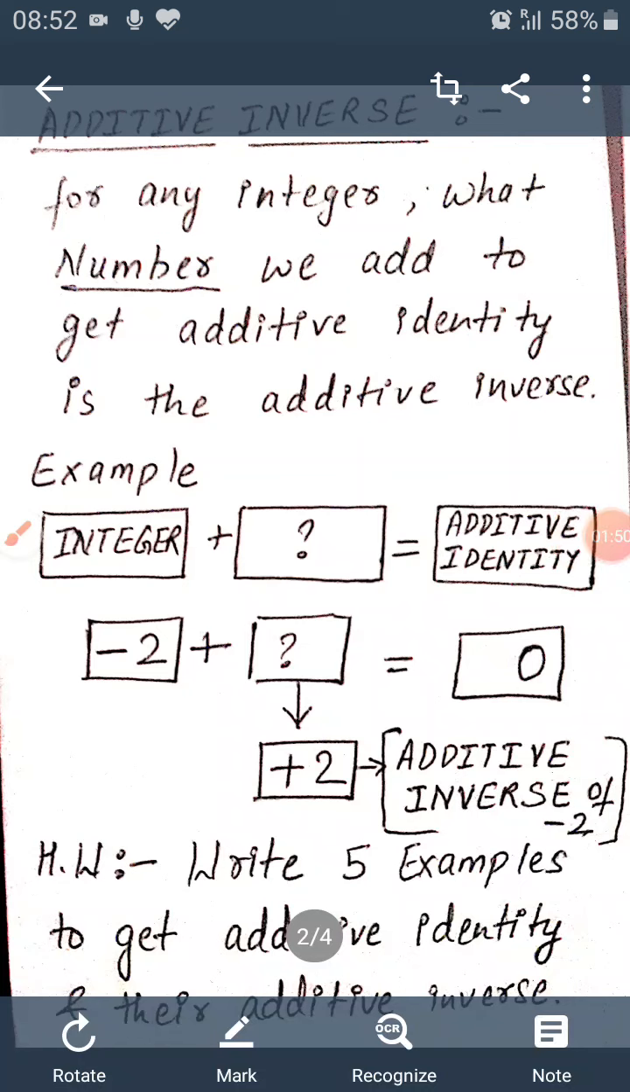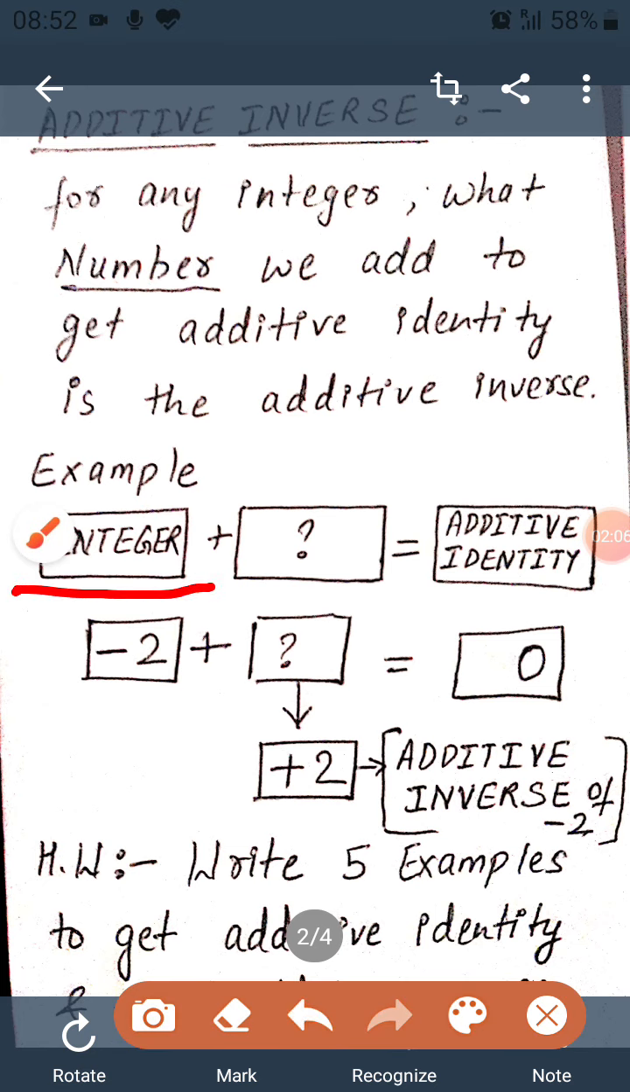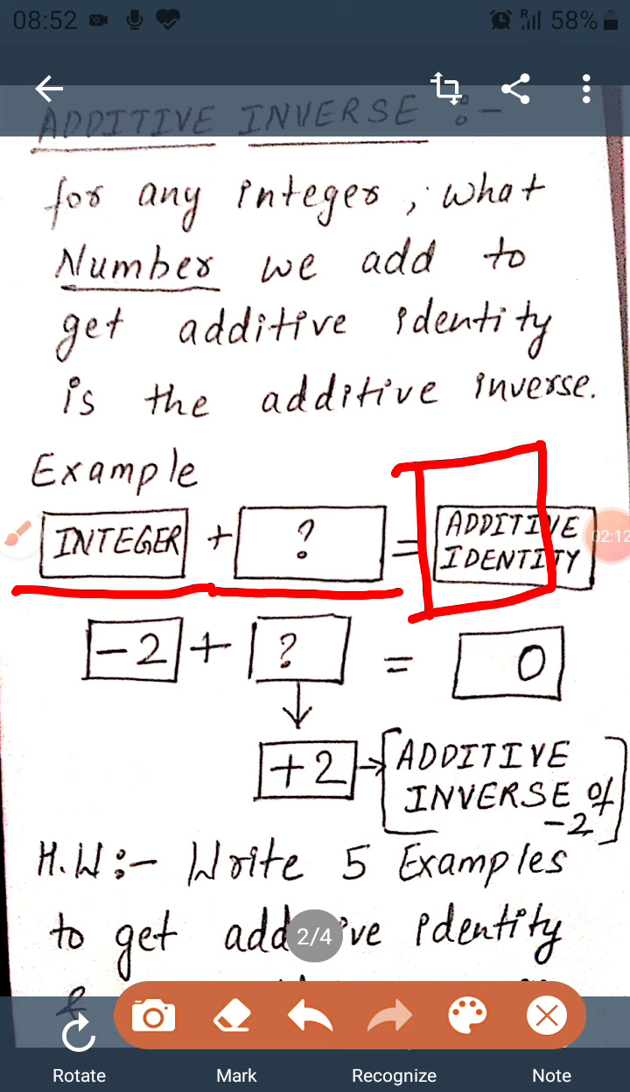Now come to additive inverse. Additive inverse is another term. For any integer, the number we add to get the additive identity is the additive inverse. It simply says, what number should be added to an integer to get the additive identity. And you know the additive identity is 0. So what number may we add to the integer to get 0? That is the additive inverse.